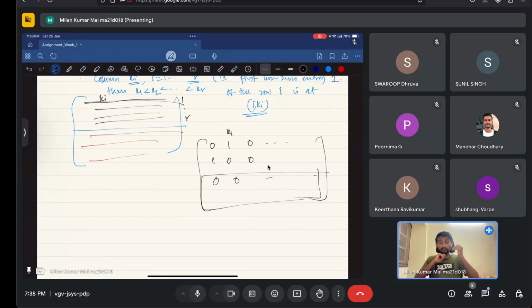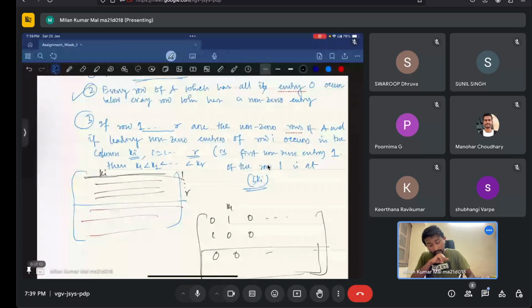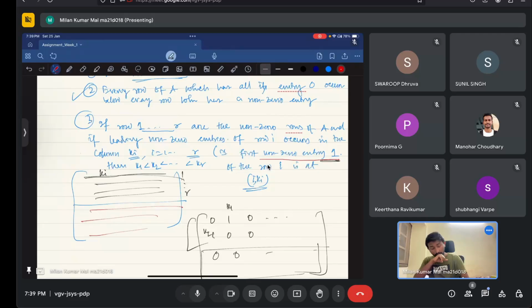Why is it not row reduced echelon? It satisfies the first condition, it is row reduced. The second condition, every zero row is below the non-zero rows, is also satisfied, but it is not satisfying the third condition. What does the third condition say? Suppose the first two rows have non-zero entries, and this is column k1 and this is k2, the position of the leading one. That is what we are asking: the first non-zero entry of row i. In this case this is at k1 and this is at k2, but it does not satisfy k1 less than k2, all the way less than kr. So this is not happening.